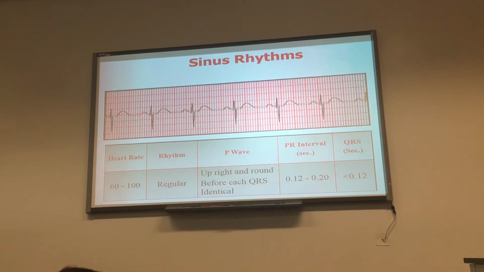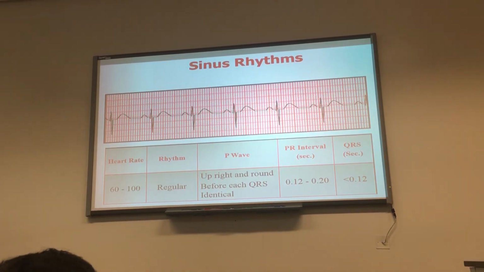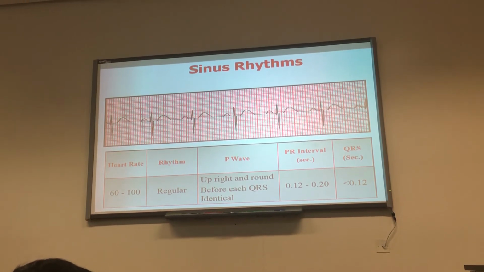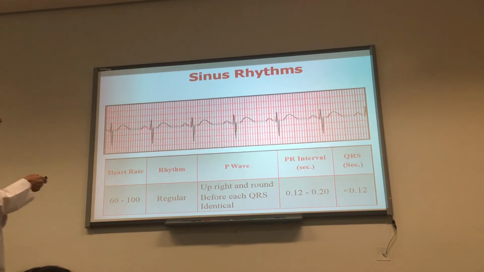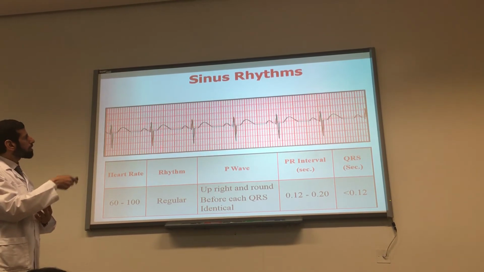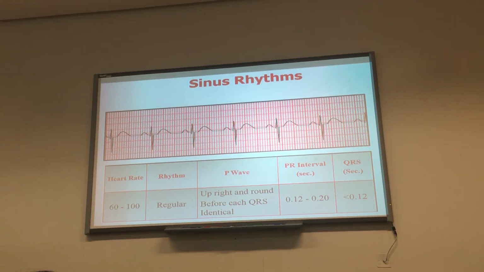Are there any problems in the PR interval? No. What is the normal PR interval? 3 to 5 small squares, which is 120 to 200 milliseconds. So it is within normal. Next, the QRS complex. What is the normal QRS complex? Less than 0.12, about 1.5 to 2.5 small squares, so 60 to 100 milliseconds. Is it within that range? It is within that range.